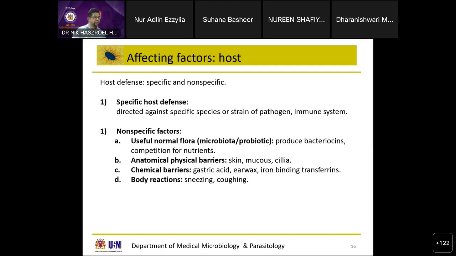So because the gastric acid is the protection, but if we take treatment for the duodenal ulcer, acid level is low, then organisms can enter the host. Our ears have earwax, and in the blood there is iron-binding transferrin. We also have reflexes: if an organism enters our nose, we sneeze, and if it enters our airway, we cough. This is our reflex. So these are non-specific factors to protect ourselves.